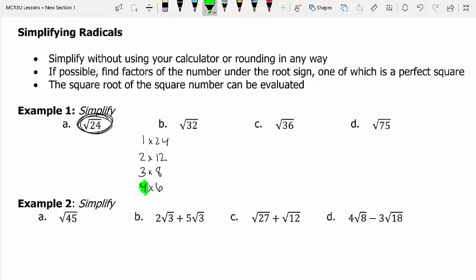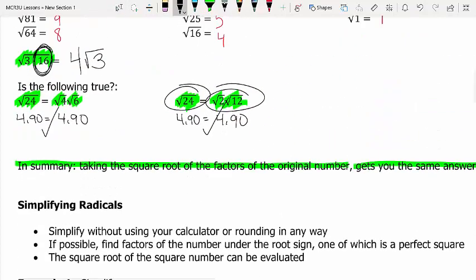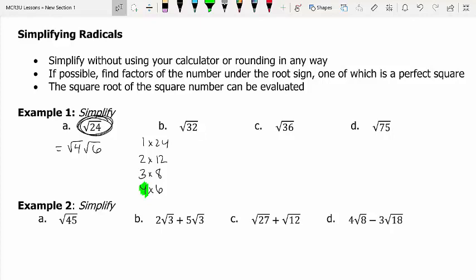4 is the only perfect square here. So if we break down root 24 instead into root 4 times root 6, which we know we can do because of what we discovered here, now this is a lot easier to solve, right? Because we know root 4 is equal to 2, and then we leave root 6. So it's really nice if you can break up a value into factors where 1 is a perfect square, because then you can simplify a lot easier.